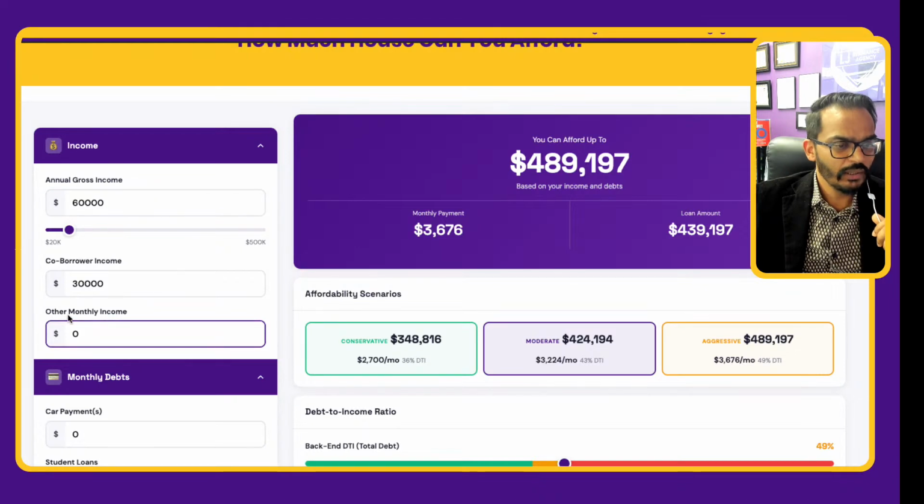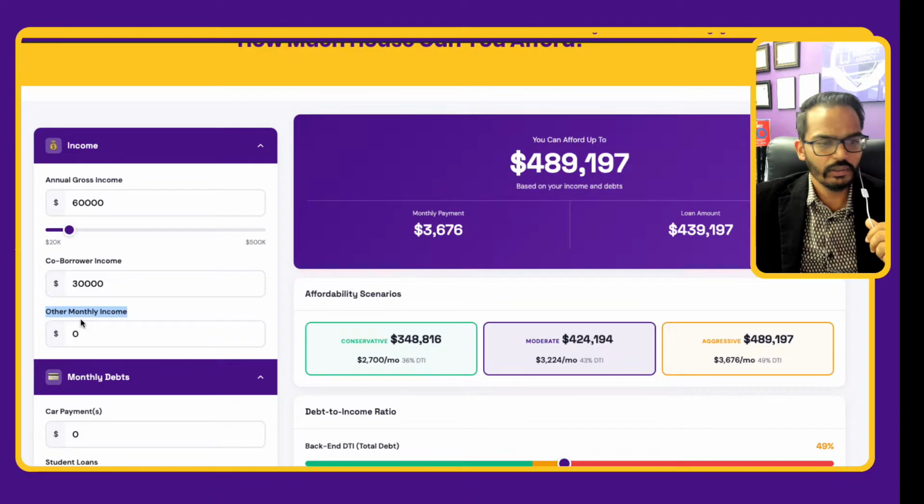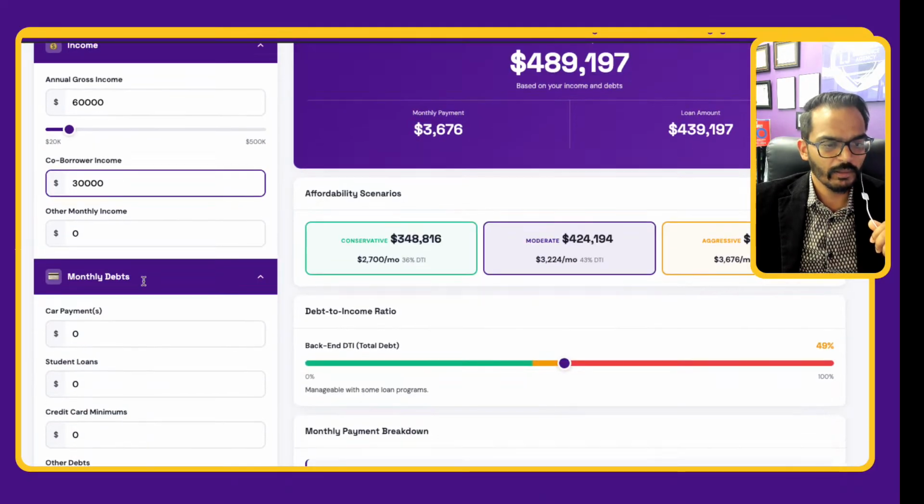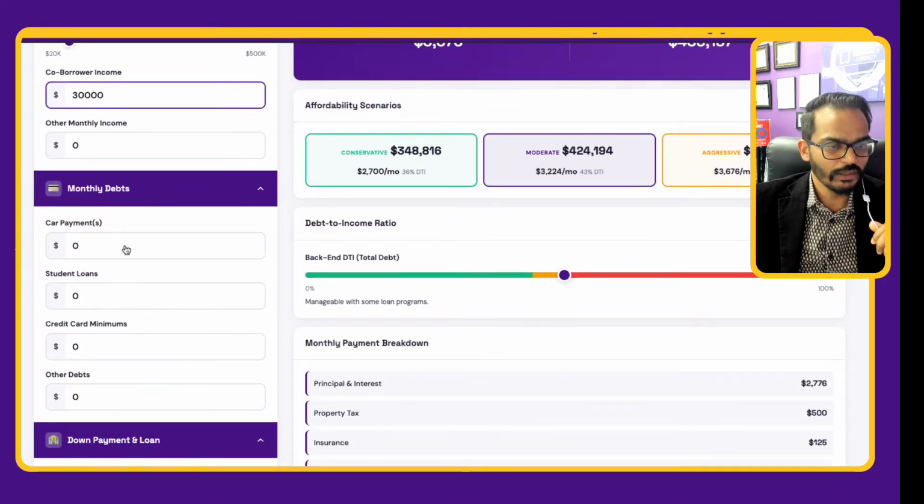If you have any other income, just note the third tab is for monthly, right? Not for your yearly. The top two are annual, but the last one is your monthly. Not a lot of people put this, so if you're using it, use the top part, annual gross income, and put the total amount, or if you have two borrowers and want a breakdown, that's perfectly fine. Okay? Then you have your monthly debt, right?